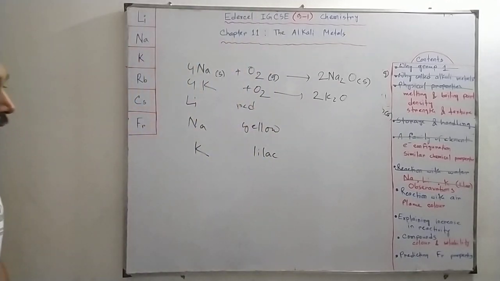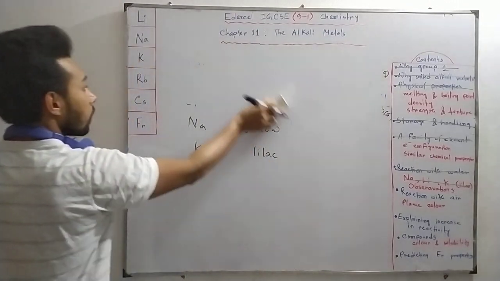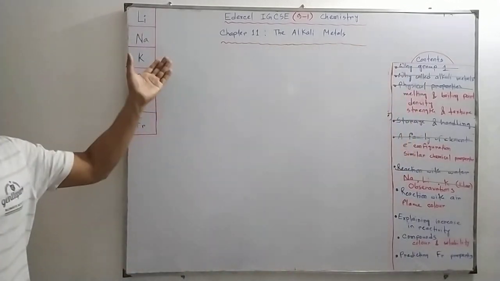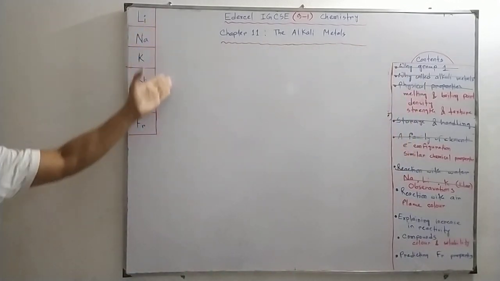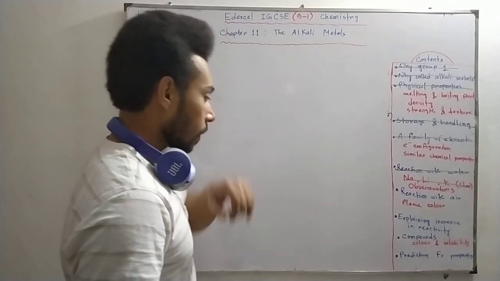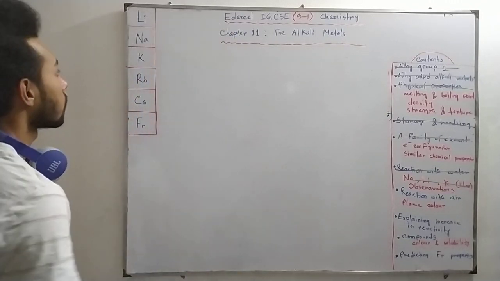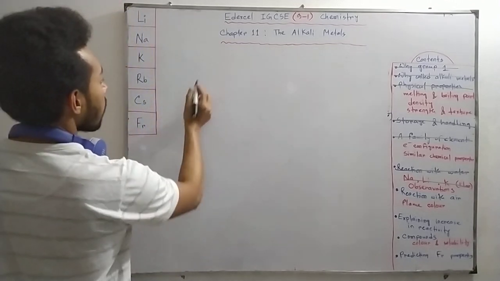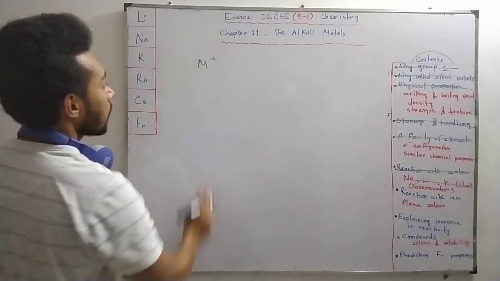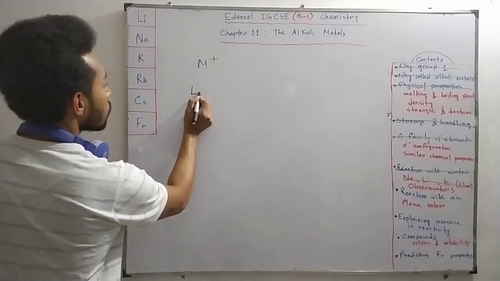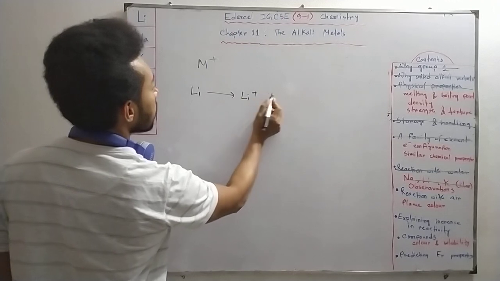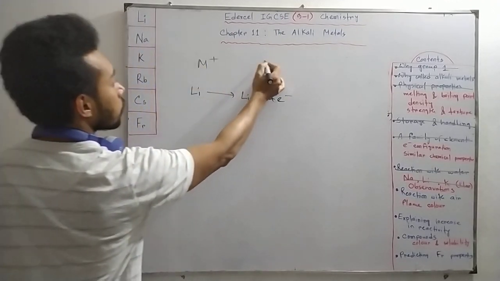Now we'll explain the reactivity. Okay, the trend in reactivity. We have already learned that all of them are highly reactive, and reactivity increases down the group. Why is that so? Okay, when any of these elements react, they form an ion with +1 charge. When lithium reacts, it forms an ion of lithium by losing 1 electron, the outer shell electron actually.